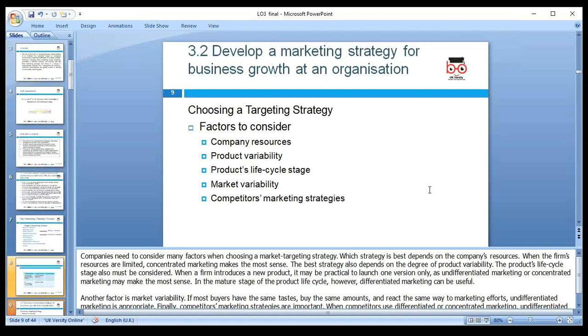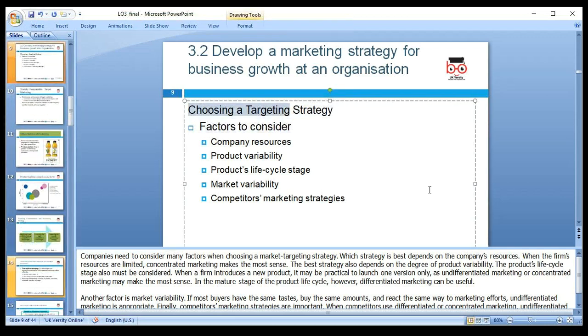Okay, that's choosing the targeting strategy. You look around the factors affecting it: company resources, product variability, product life cycle. Every product has a life cycle, like a human being. So we have the product life cycle: the introductory stage, growth stage, maturity stage, and decline stage.